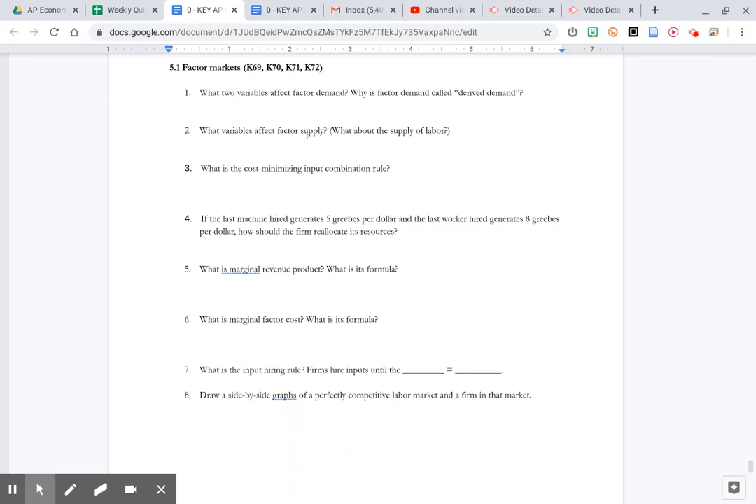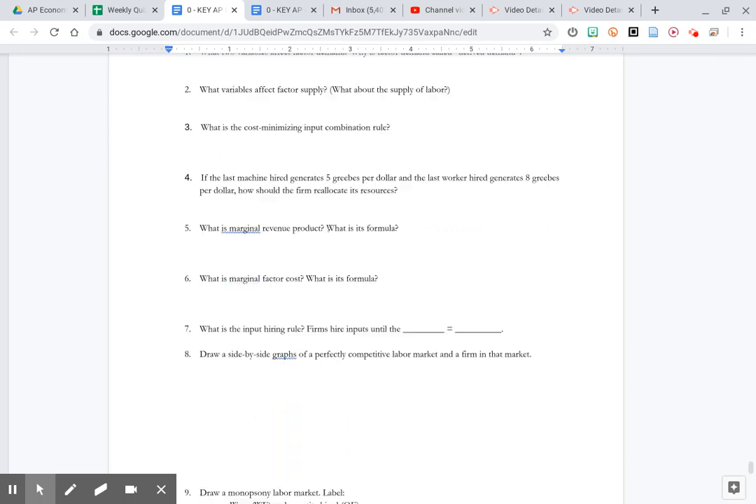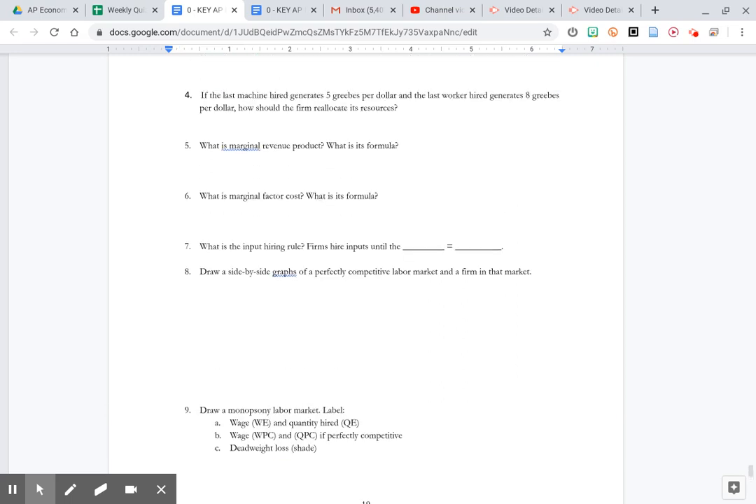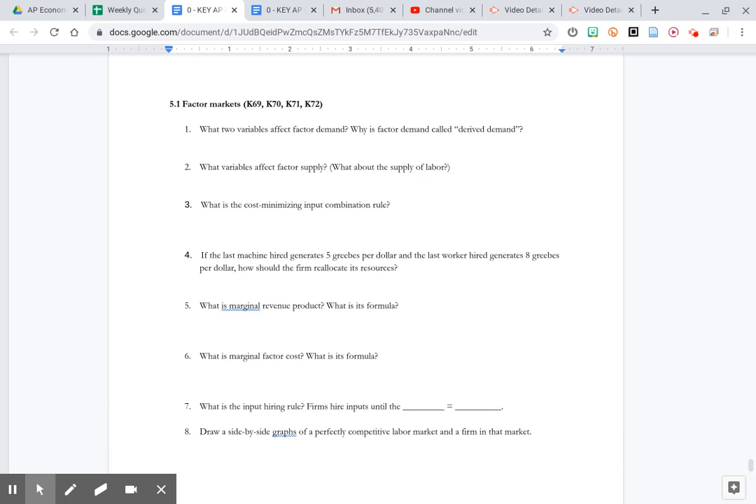Okay, so in this video, we're going to deal with all of factor markets in one page, which is pretty nuts. Factor markets are usually something spread out a little bit more, but I'm trying to give you just the bare minimum to help you review. I would encourage you to go back and check out those other YouTube videos if you need more practice.